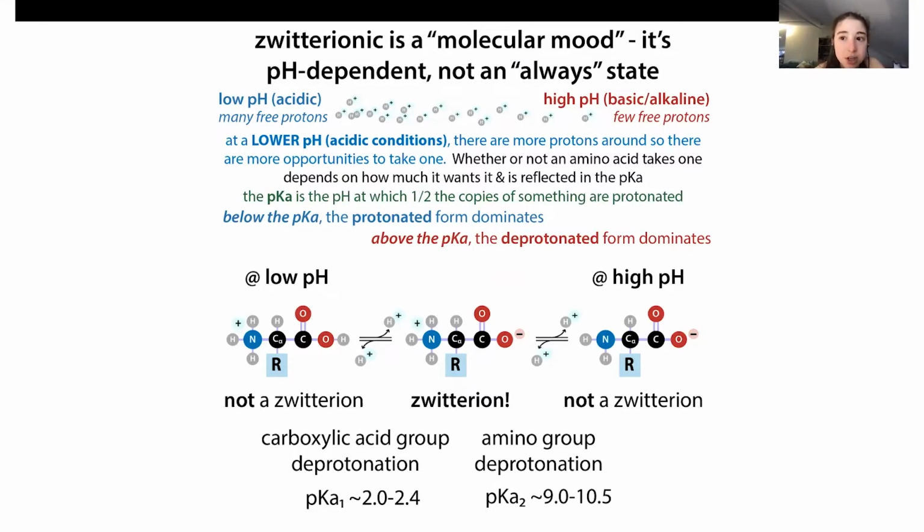So just like you have qualities that you always are, and you have moods that you get in. Maybe it's gloomy outside and you're in a gloomy mood, and it's all sunshiny and you're in a happy mood. Well, amino acids are like that, but in terms of charge.